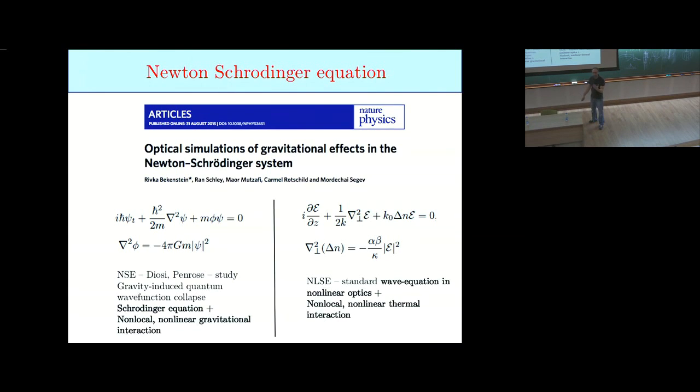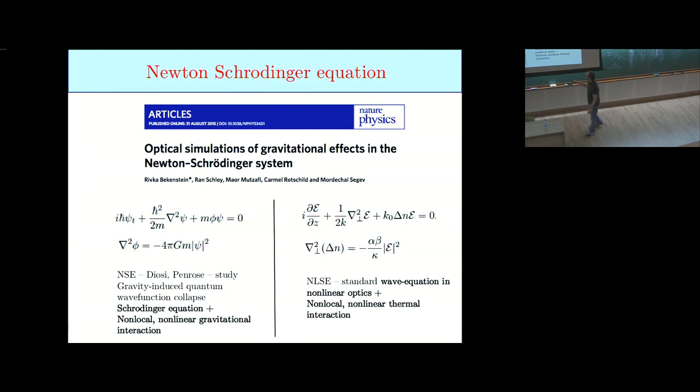What are they? I think you've already seen this. Is that true? Has someone spoken about this in the previous lectures? Yeah? Okay. So you've already seen this. I don't need to go too much into the background here. But essentially, it's a modified form. Here you have the Schrodinger equation, which describes how your quantum wave function propagates in the presence of a Newtonian gravitational potential, which is described by this diffusion equation.